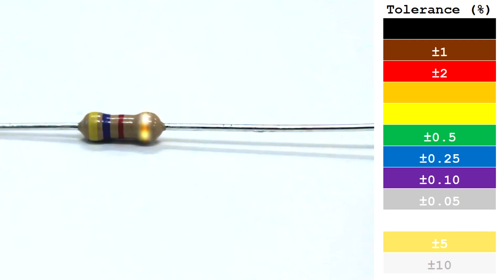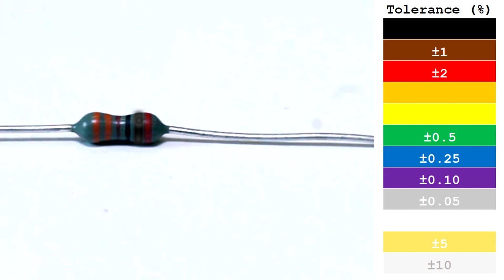After the resistance bands, there is the tolerance band. The tolerance is the percentage of error in the resistance of the resistor. The tolerance usually varies between 0.05 to 10%, with the high percentages being more common.